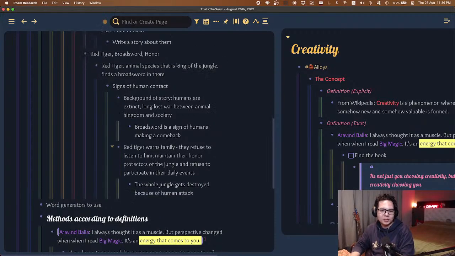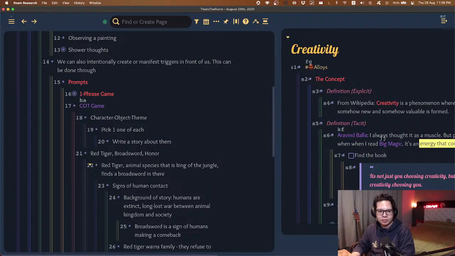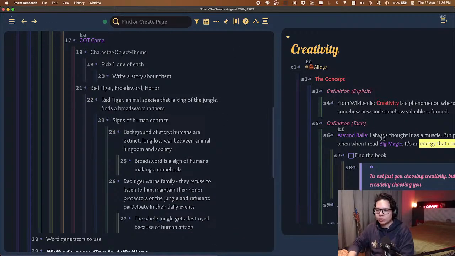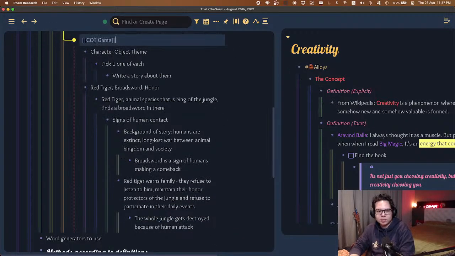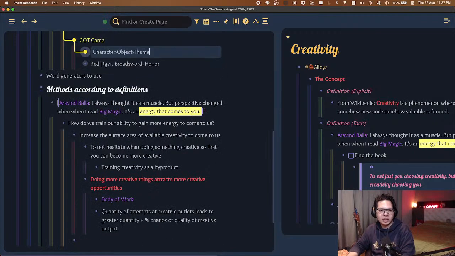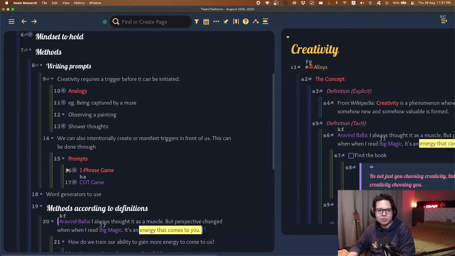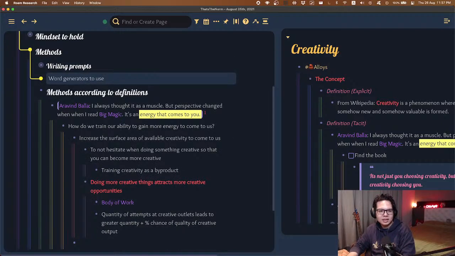That's just one example of something you can do with the COT game, because it practices. It's just practice. I don't have to write the story, but it's just practice. So these prompts can help you with training creativity. At least that's how I would do it.